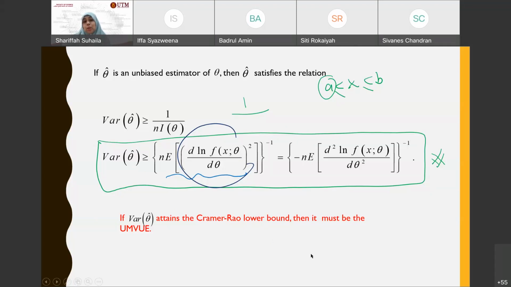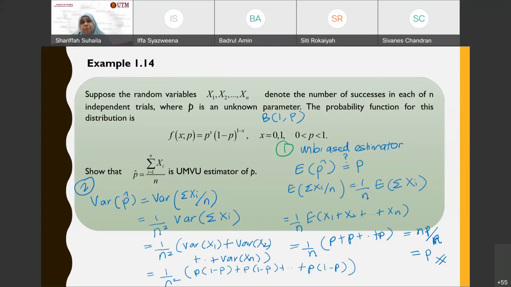Okay, so itu first step dia, macam mana kita nak dapatkan uniformly minimum variance unbiased estimator. But again, after we go to chapter 2 later on, there are several ways how you can get or verify that theta hat is uniformly minimum variance unbiased estimator. It's not necessarily just using Cramer-Rao lower bound. Ada alternative different ways lah, to find the uniformly minimum variance unbiased estimator.